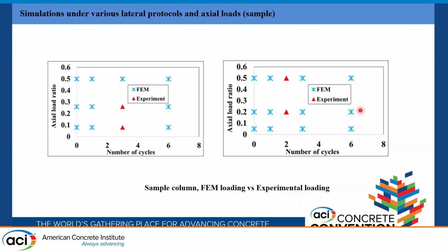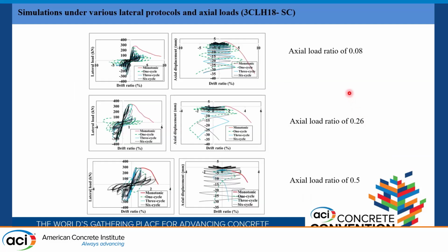So we made a matrix to cover from low axial load to high axial load, from 0 lateral load, just monotonic, to a large number of cycles, to see what would be the damage. This is the sample of the plot that we have. So this is a column, we call it 3CLH18. This is a column that's controlled by shear. These are very brittle ones. We don't want them in our buildings.